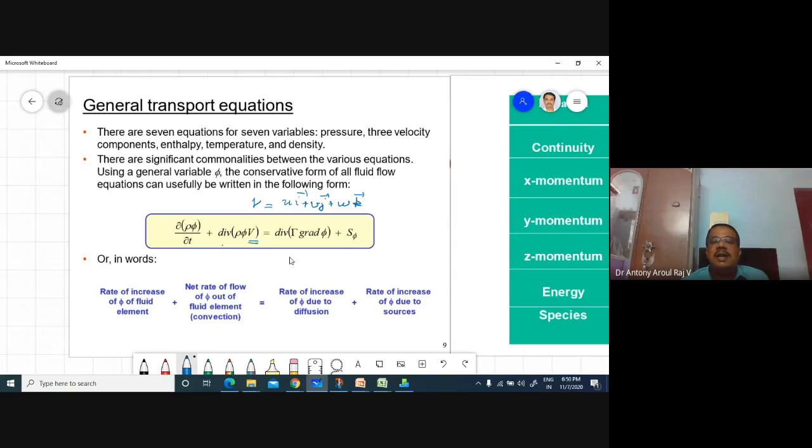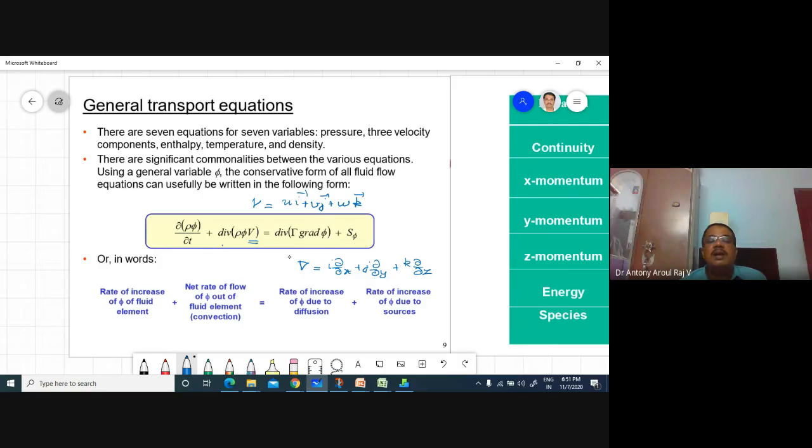Then, what is divergence? What is del? Del is an operator, which I can write as d by dou x i plus d by dou y j plus d by dou z k. So it's an operator.